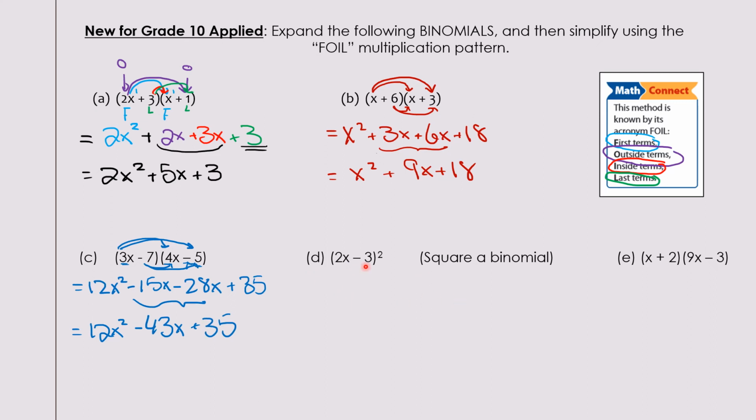So D is a little different. D says a square binomial. This power of 2, a common mistake that students make is they think, okay, I'm just going to square this part and make it a 4x squared. I'm going to square this number and make it a 9. That's not right. That's not what the power of 2 means. You cannot do that shortcut ever. The power of 2 means write it out twice.